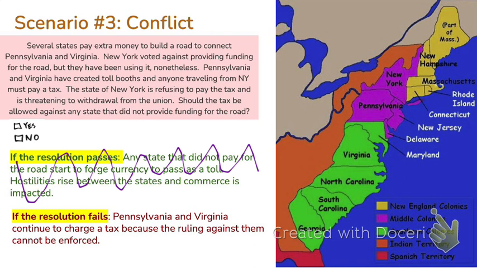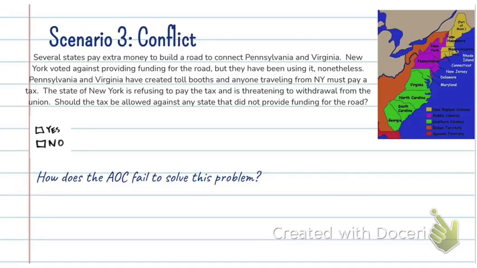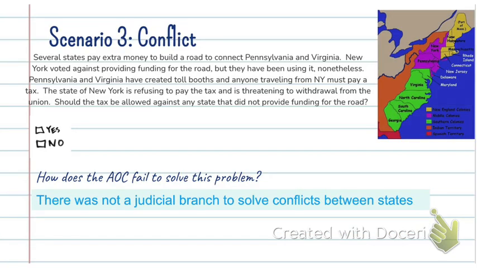Do you think that's going to cause conflicts between the states? Of course, right? So the thing about it is, all right, the Articles failed to address conflicts between states because there was not a judicial branch. So this is a great illustration of when states fight, the Articles were not able to solve those fights. We told them, you can't tax us. They still are. They're making us, or they're blocking our access to the road. That's going to cause conflicts.